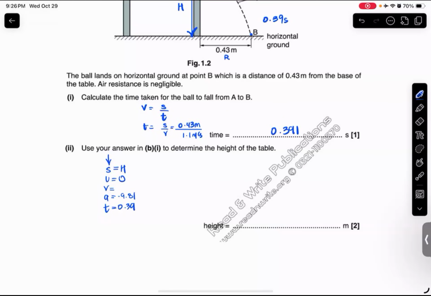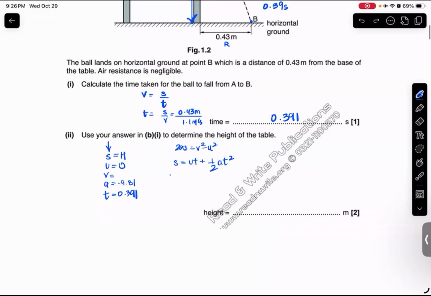Okay. Yes, RS, what do you think? Which equation of motion should we use? V squared minus u squared, or s equals ut plus half at squared? Which one do you want to use? Does this seem more appropriate? Yeah, because we have the time, right? Exactly we do. And this term goes away because u is 0.